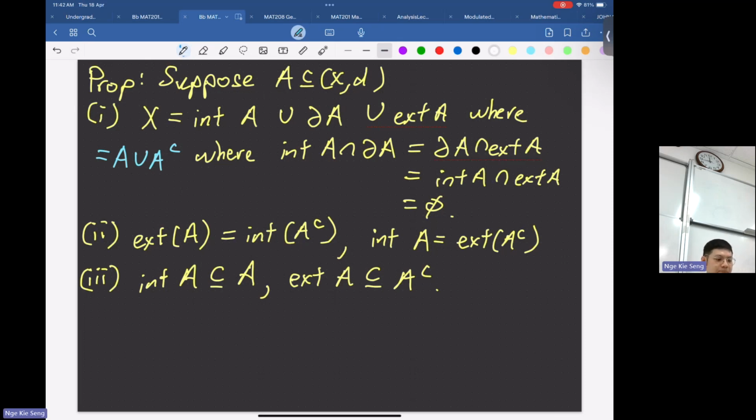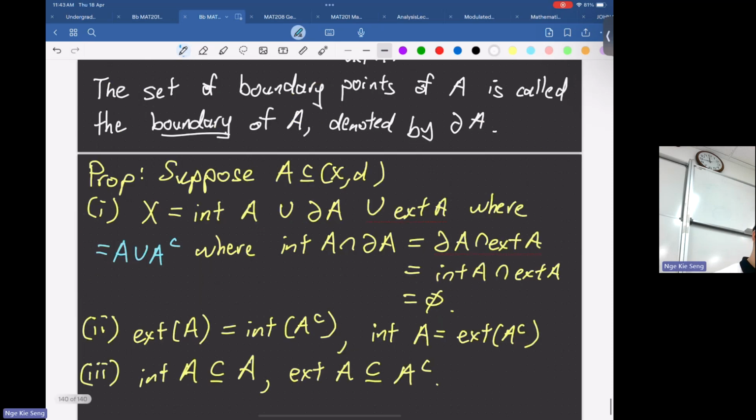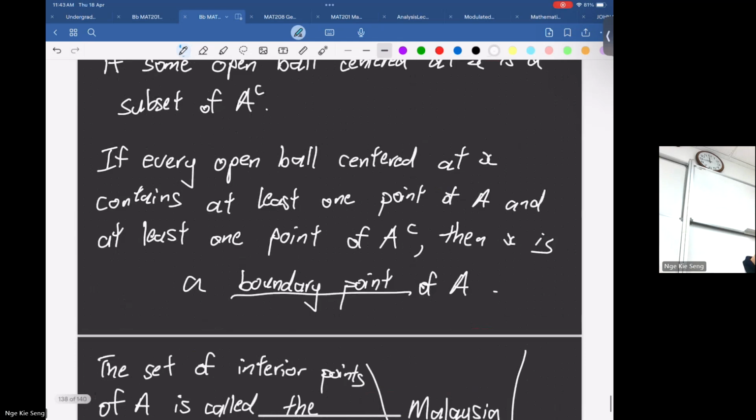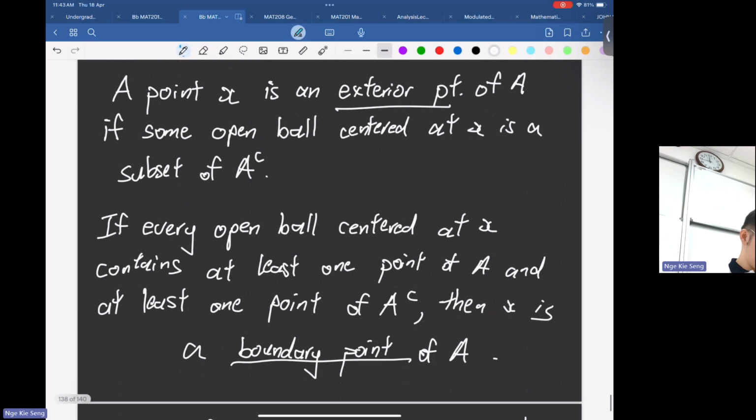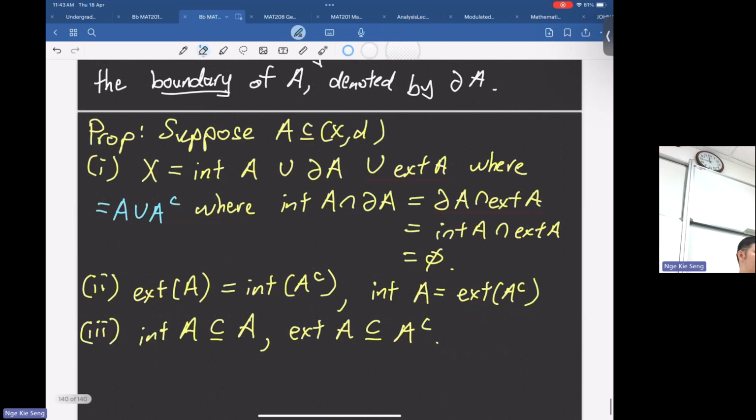How about A complement? If you have a point in A complement, you do the similar analysis. You put a ball around it, and then you check that it can be either in the exterior of A or in the boundary of A. Can it be in the boundary of A or not? Let me see. What's the definition of boundary of A? It doesn't say that X has to be in A. Okay, never mind. So for A complement, you do the same analysis.